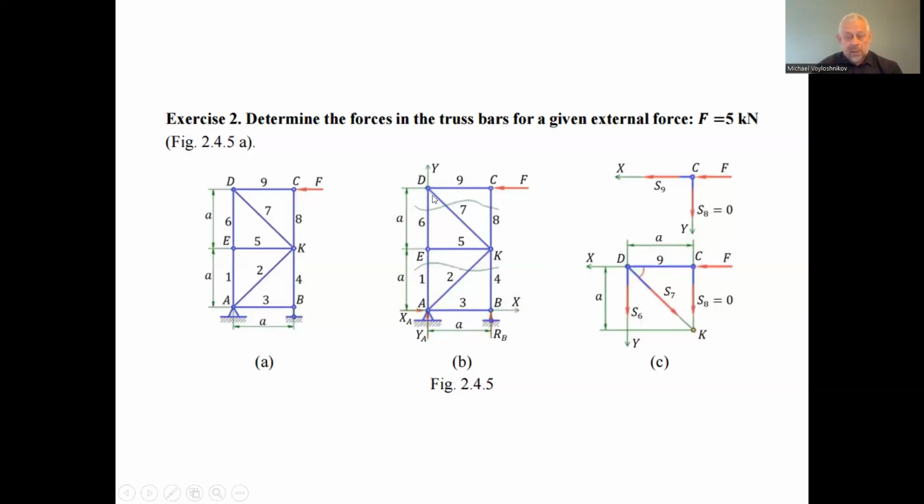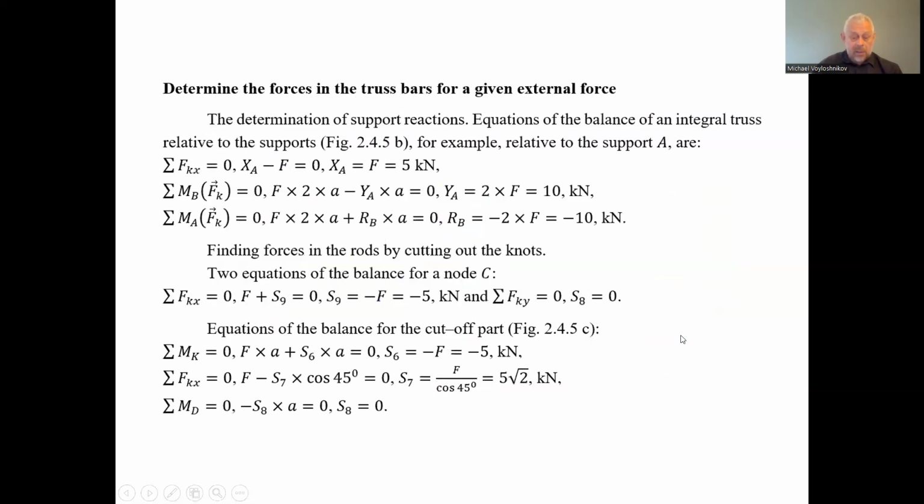So the force in the 6 rod relative to point K. The force in the 7 rod does not cause a rotating moment, because the force in the bar 7 intersects the point of rotation K. And the force we got previously in the bar 8 is equal to 0. So we have only force 6 and the load force F. And next we find that the force in the 6 rod of the truss is minus 5 kilonewton.